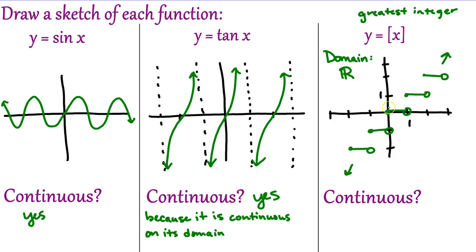Is it continuous at x equals 0? No. Coming at it from the right, you're at 0, but coming at it from the left, you're at negative 1. Is it continuous at x equals 2? No. Coming at it from the right, you're at 2, but coming at it from the left, you're at 1. So this one is definitely a no. Intuition would tell us it's a no, but mathematically we also say no.